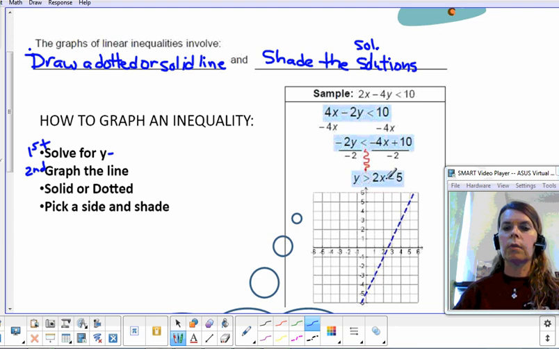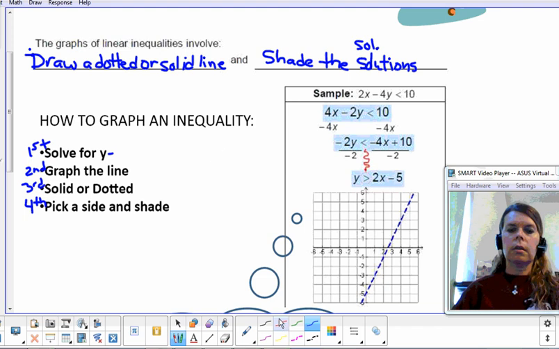So this would be your slope, this would be your y-intercept. You start with your y-intercept, go with the slope. I'll show you that more thoroughly in a second. And then you decide, is it solid or dotted? So that's your third step. And then fourth, you pick a side. And you don't really pick a side. You have to decide which one makes sense for my solutions.